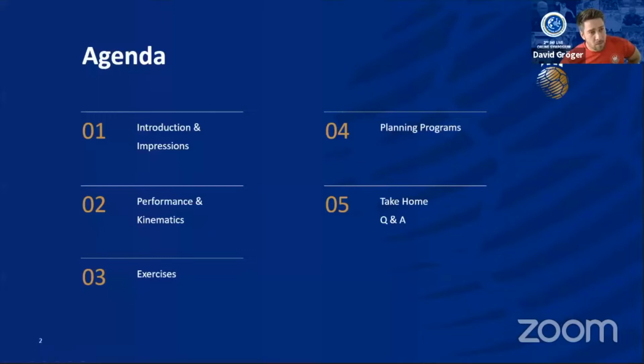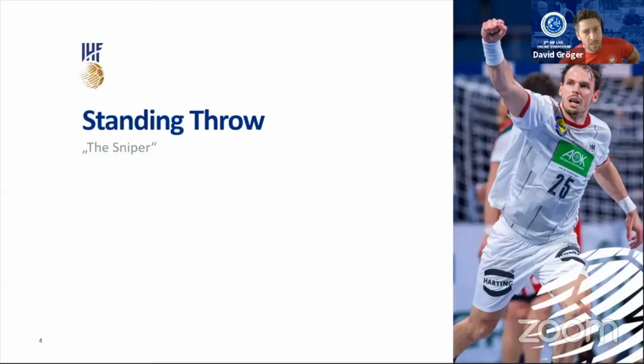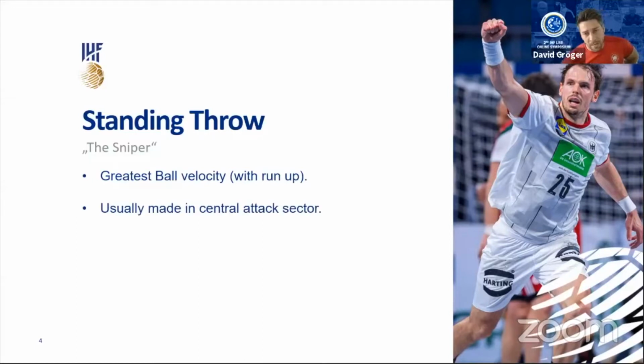All right, so let's move on to the introduction and to the impressions. The standing throw, as I like to call it, the sniper. This type of throw showed the greatest ball velocity with the run-up. There is more speed on the ball than with jumping throws, and it's usually made in the central attack sector, and it's executed very quickly and therefore is very difficult to predict.